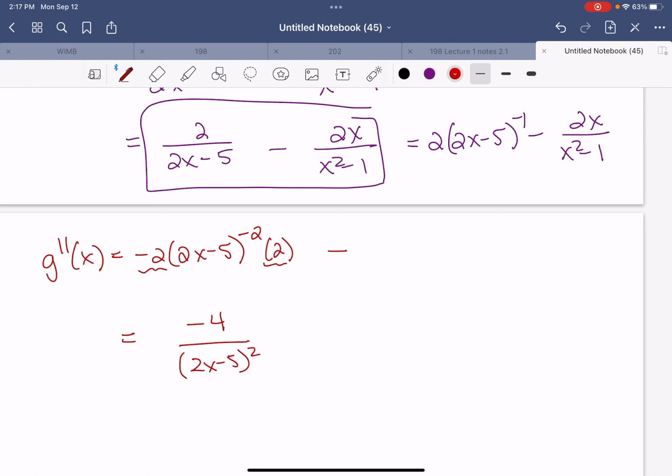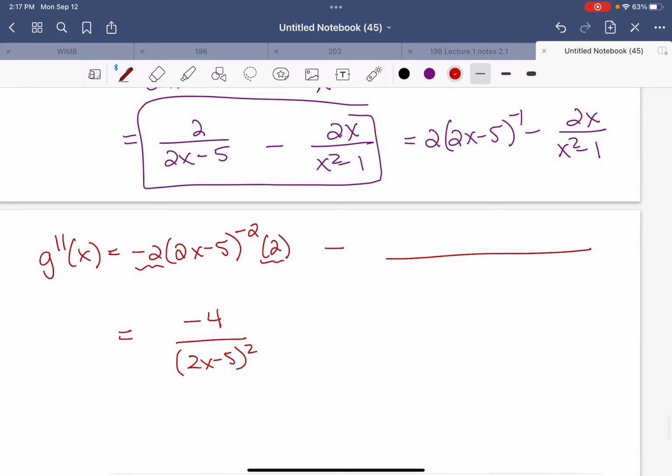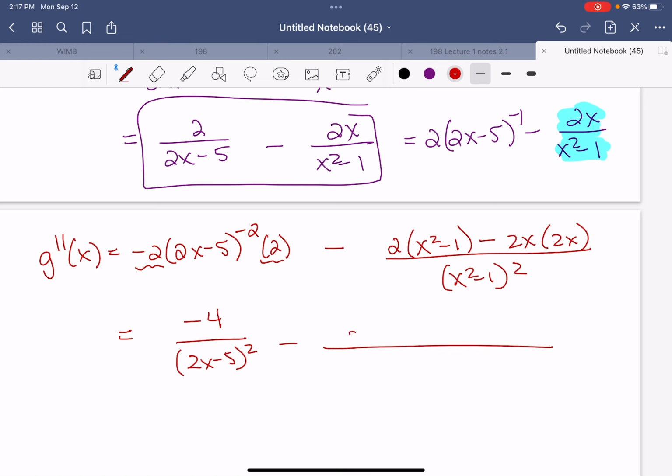Then I have minus, and over here, we're working with the derivative of this, right? Which is a quotient, so we're going to need quotient rule. Derivative of the top is 2 times the bottom, x squared minus 1. Minus the derivative of the bottom is 2x times the top, which is also 2x, all over the bottom squared. So if I simplify that, that's minus 2x squared minus 2 minus 4x squared, all over x squared minus 1 squared.